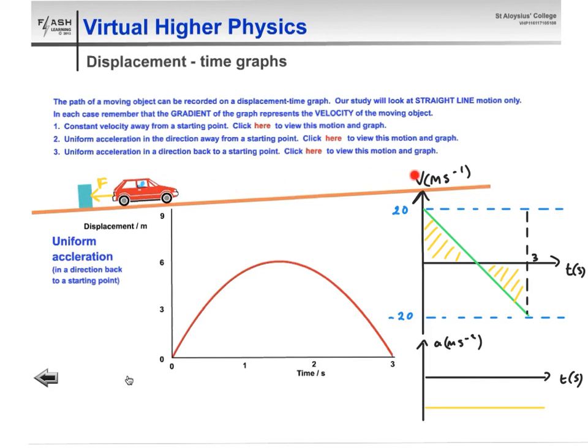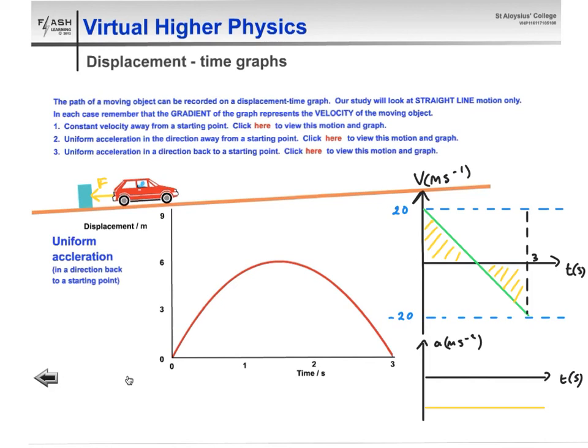However, once the car reaches the top of the slope and it then begins to move in this direction, that means that the velocity is negative and the acceleration is also negative. And when you have a negative acceleration acting on a negative velocity, it makes it become more negative, so it makes it speed up or accelerate.